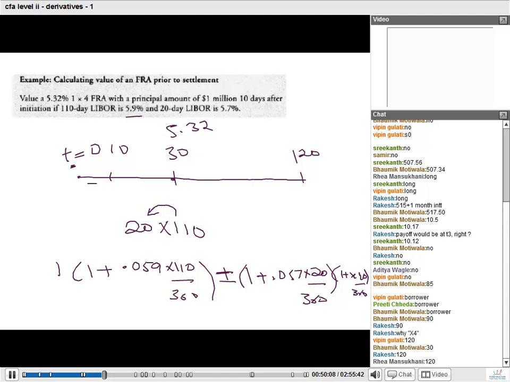So let's compute x, let's compute the value of the new forward rate in case I chose to enter a similar contract now. A similar contract would be 20 into 110, not 30 into 120, because 10 days have passed.